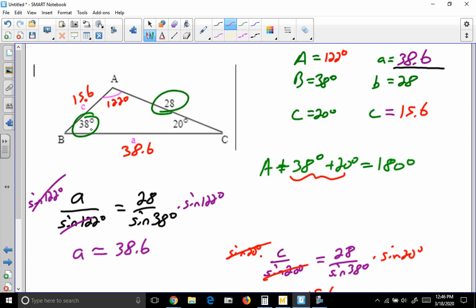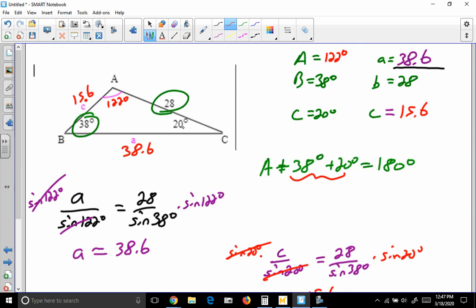If 28 is across from a 38-degree angle, does it make sense that 15.6 is across from a 20-degree angle? This angle is smaller than that angle, so is this side smaller than that side? And it is. That doesn't guarantee that 15.6 is correct, but if this side were a larger side than this one, but this angle across from it is smaller, that wouldn't make sense.